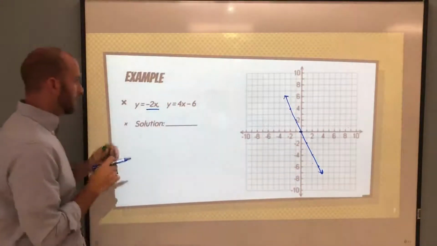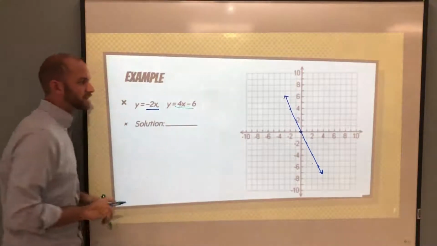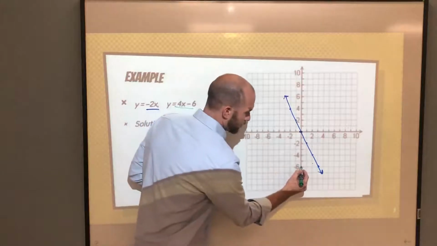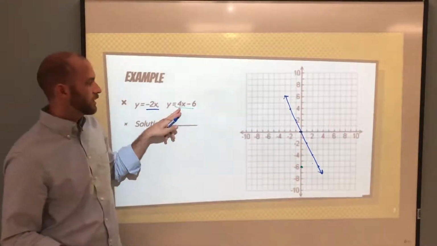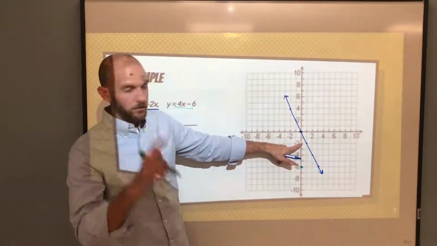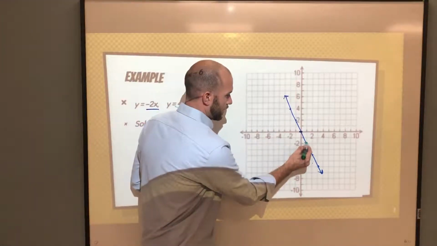Looks good to me. Then this second line, y equals 4x minus 6. Well, our y-intercept is down here at -6, so that's where we'll start. And our slope is going to be pretty steep. It's 4, so we're going to go up 4 units. 1, 2, 3, 4. And to the right, just 1 unit. And there's our intersecting point.